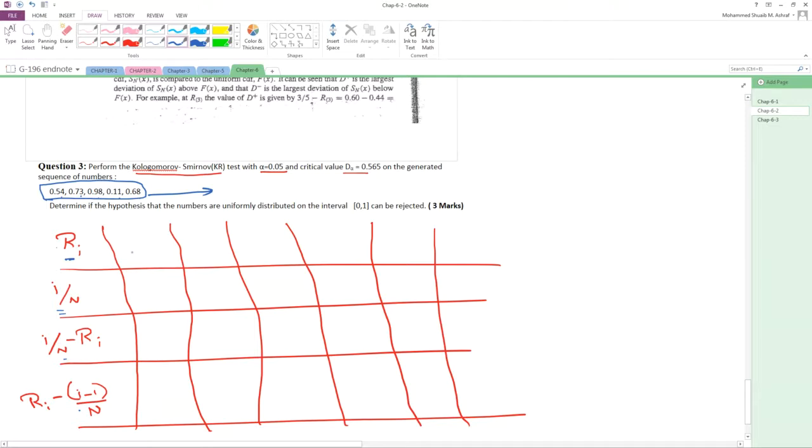From this, 0.11. Next, 0.54. After this, 0.68. After this, 0.73. After this, 0.98. This is step number 1. Okay.